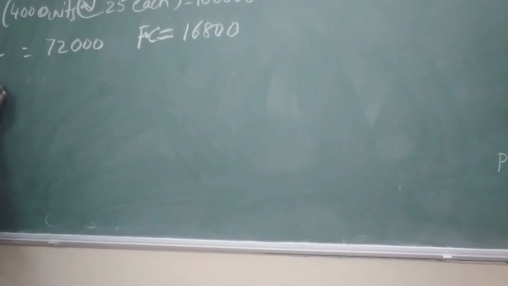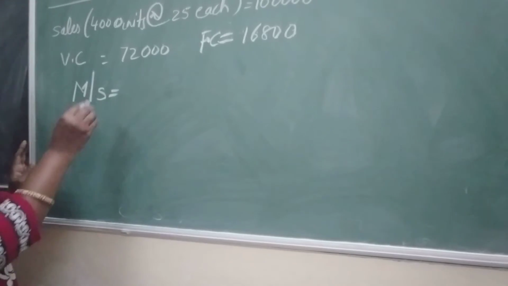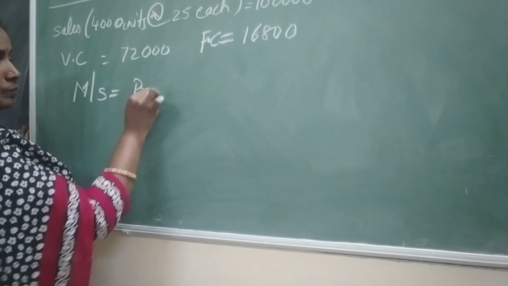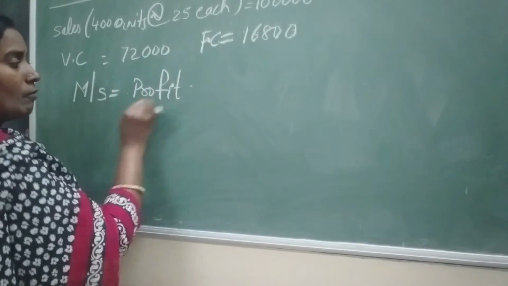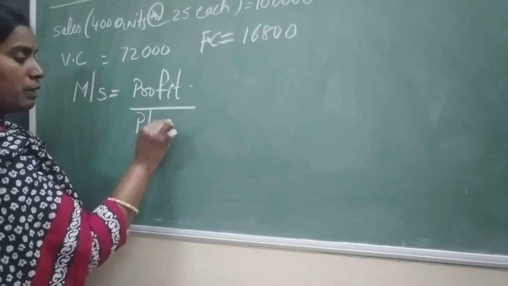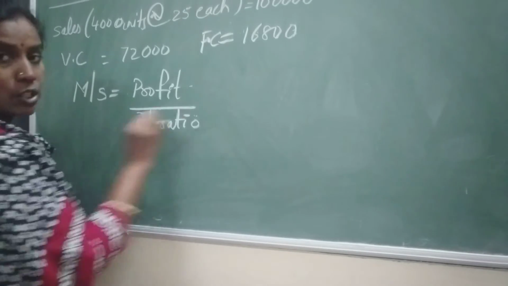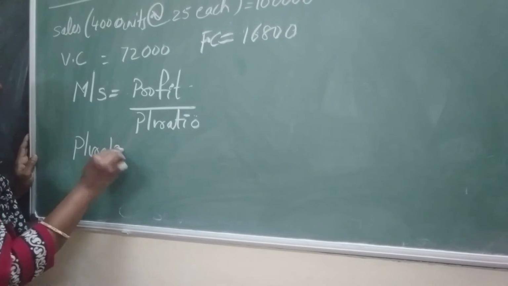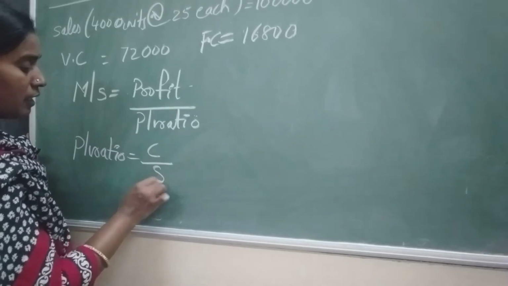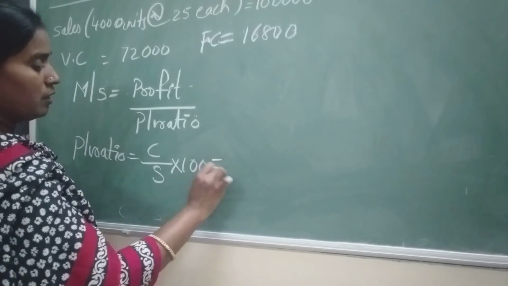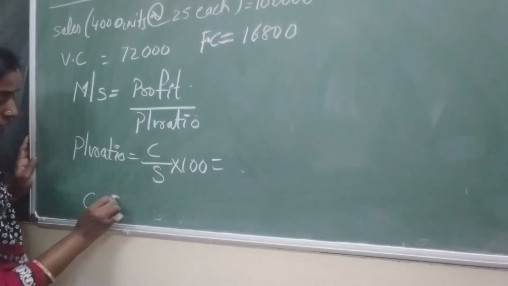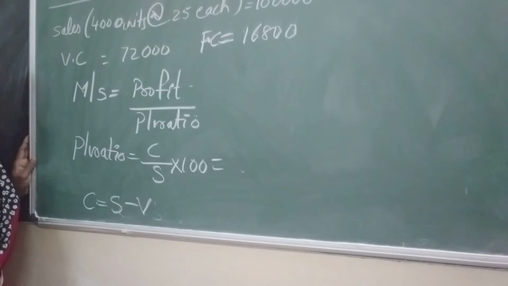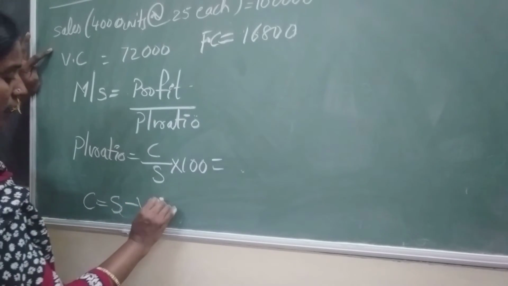So margin of safety formula I am writing. Margin of safety, we have 4 formulas. According to the question only we are going to apply the formula. So margin of safety formula is profit by PV ratio. Okay, so I am calculating PV ratio. I hope you all got the formula of PV ratio now. It is C by S into 100. Okay, so we are calculating C. C is equal to S minus V. S is 1 lakh given in the question.